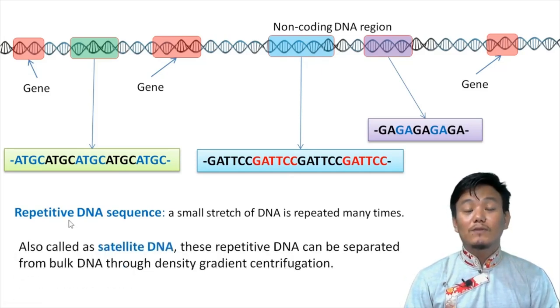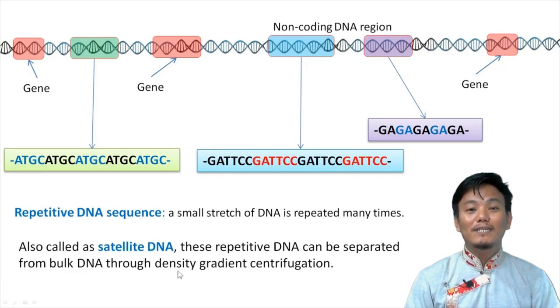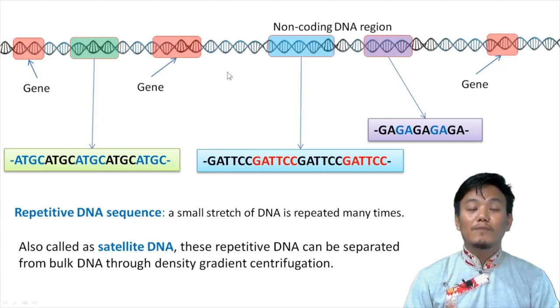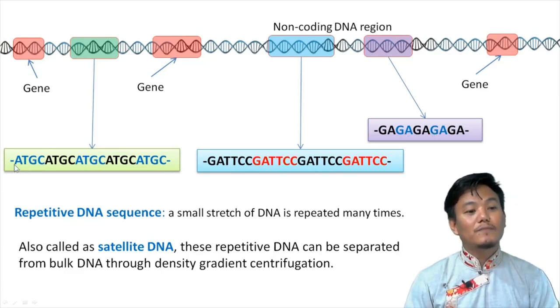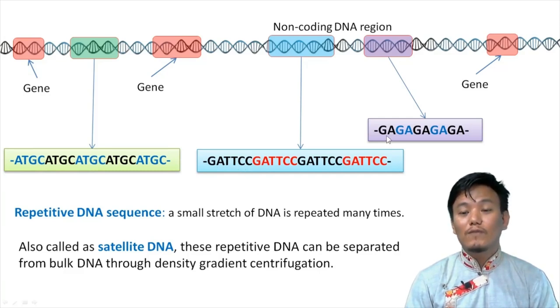These repetitive DNA sequences, which are also called satellite DNA, can be separated from the bulk DNA, the other regions of the DNA, by using density gradient centrifugation. Density gradient centrifugation is a separation method which we use for the separation of satellite DNA, or the repetitive DNA sequences, from the bulk DNA. If you observe these repetitive DNA sequences, the number of nucleotides in the repeating sequence is variable. Over here, the repeating sequence is ATGC, that means four nucleotides, whereas in this particular repetitive sequence we have GATTCC, which means six nucleotides, and in this one we have only two nucleotides.